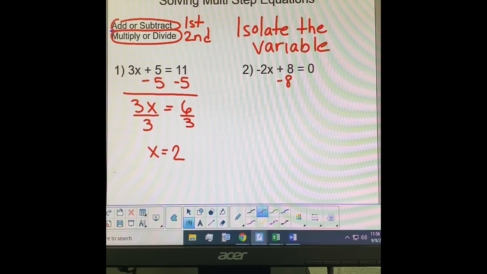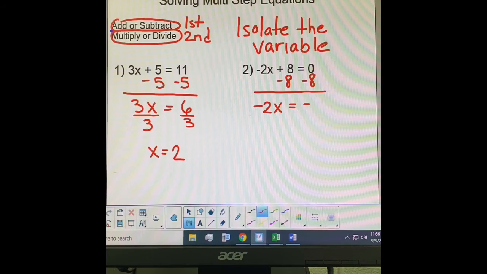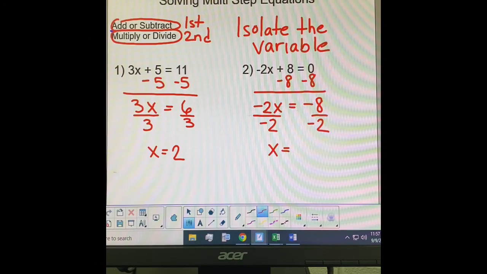Please watch your signs. Positives and negatives get lost in the shuffle. Really focus on your negative numbers. Don't forget that 0 take away 8 is negative 8. 0, for some reason, also confuses many students.